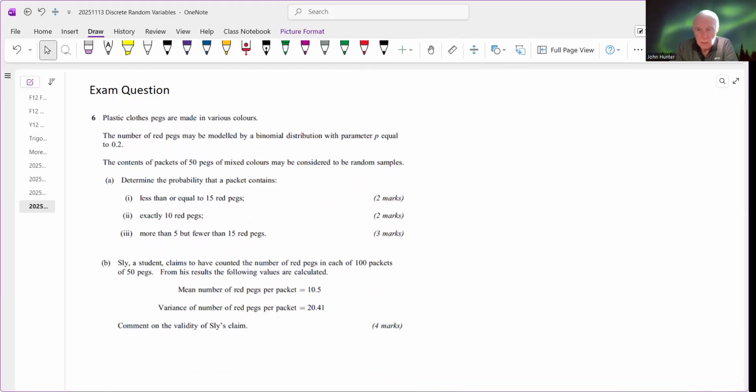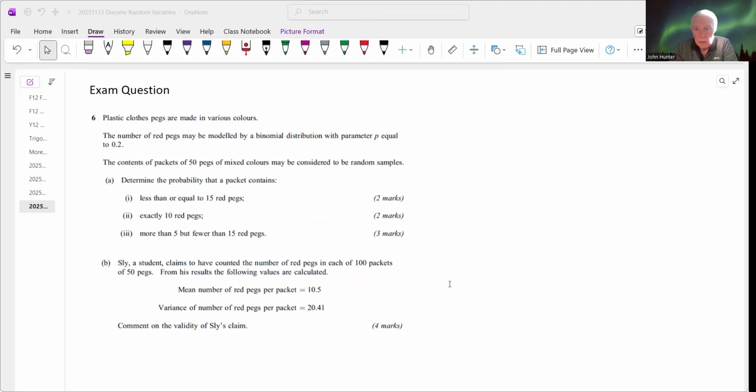Right, out with the calculator. So we're going into here. So less than or equal to, so we are looking for the cumulative distribution. And we're just looking for one value there, which is a variable. So less than or equal to 15 out of 50 with a probability of 0.2 is going to be this value. Right, 0.97.